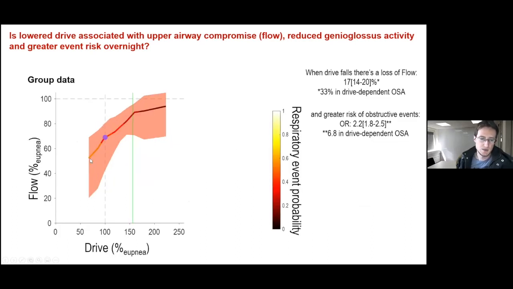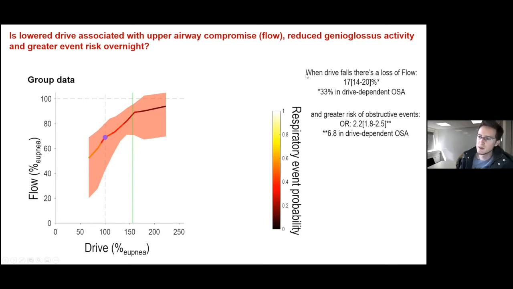Well, it turns out if we take those 10 deciles and average them all and plot them on one graph, and also look at their event probability, we end up with a forwards leaning graph. So in the average person with sleep apnea, as drive goes up, flow tends to rise, right? As drive goes down, flow falls. The airway becomes more compromised, more collapsible. And they're more likely to end up in an event at lower drive rather than higher drive.